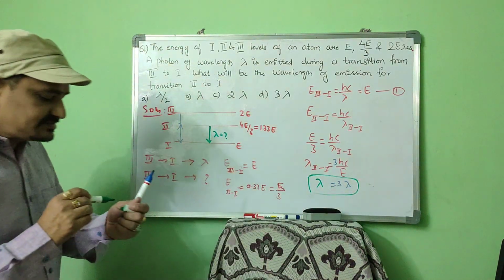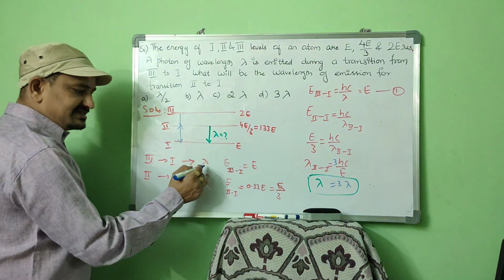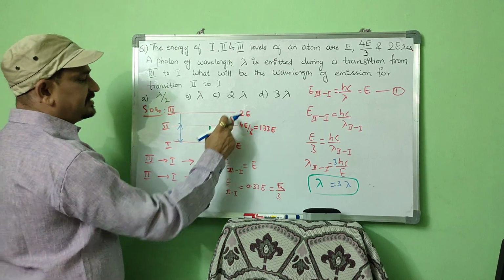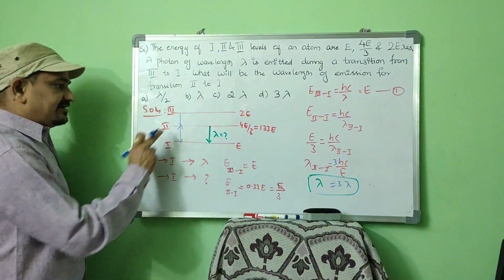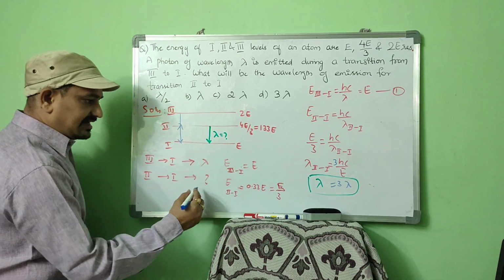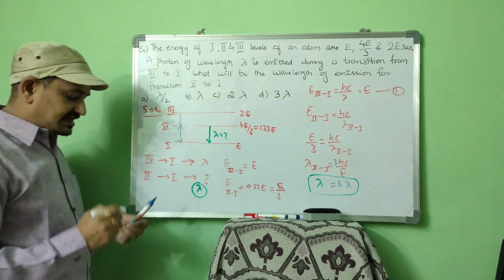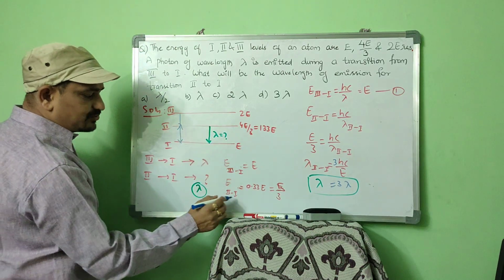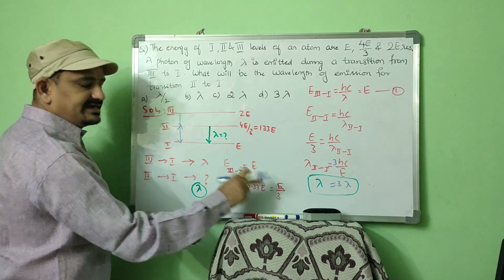Now see, when the electron jumps from 3 to 1, the wavelength is given as lambda. The energy difference for the 3 to 1 transition is 2E minus E, which is E. Similarly, when an electron jumps from 2 to 1, we have to determine that wavelength, lambda. The energy difference for the 2 to 1 transition is 1.33E minus E, which is 0.33E, meaning E by 3.